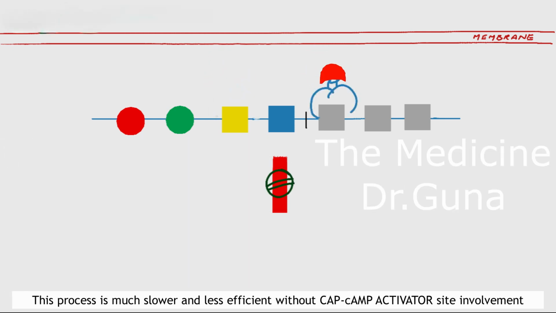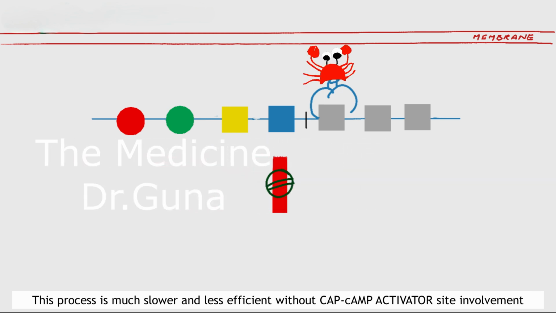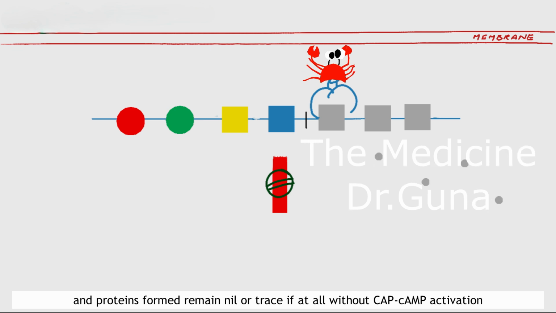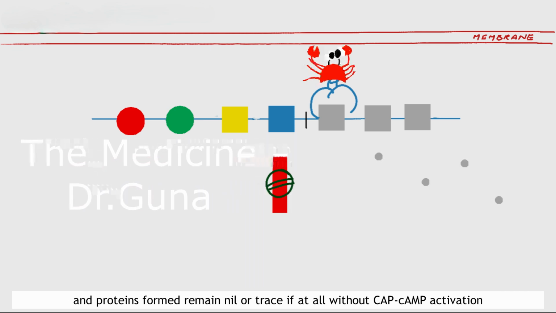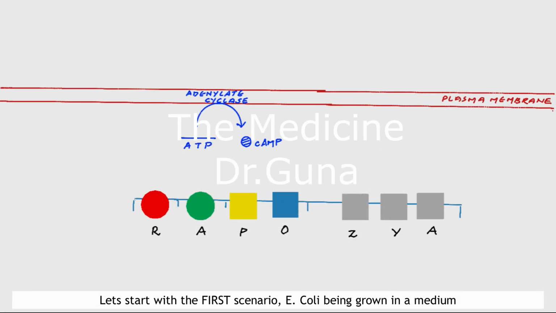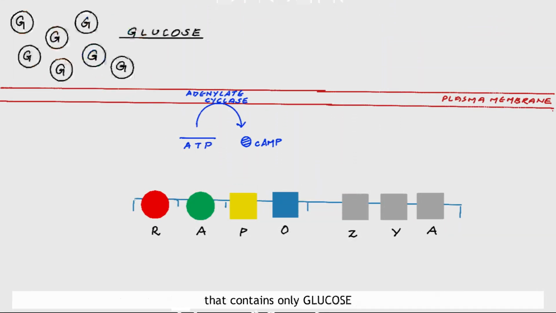This process is much slower and less efficient without CAP-cAMP activator site involvement, and the proteins formed remain nil or trace, if at all, without activation. Let's start with the first scenario, E. coli being grown in a medium that contains only glucose.